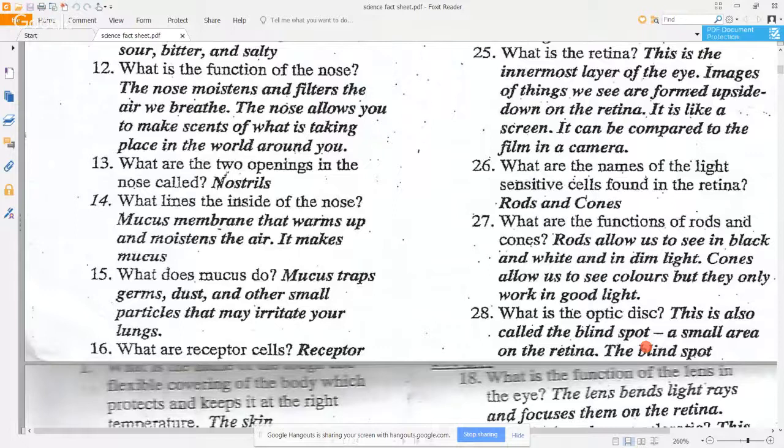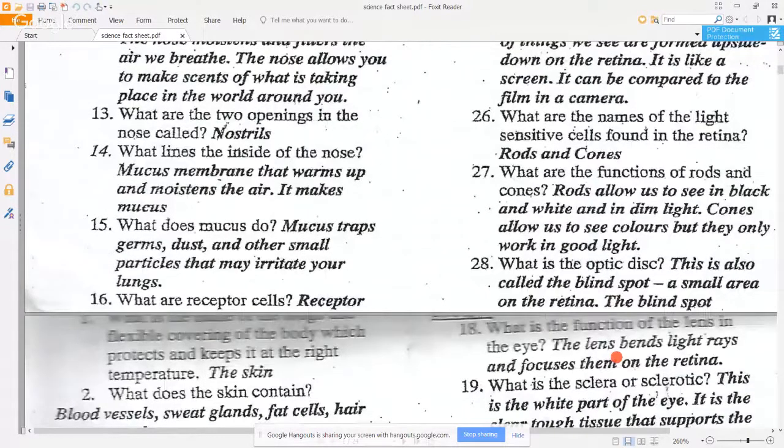28. What is the optic disc? This is also called the blind spot. So on some diagrams, you may see the optic disc. On others, you may see the blind spot. They're referring to the same thing. So this is a small area on the retina. The blind spot. Hold it. Let's go down and find this.